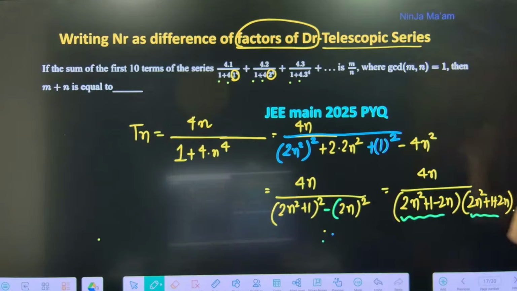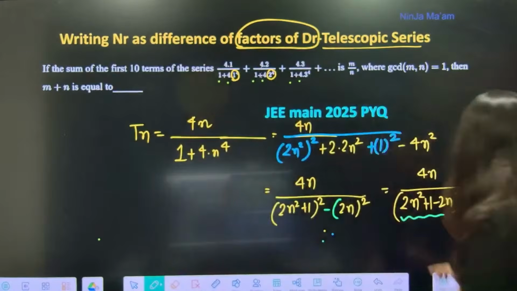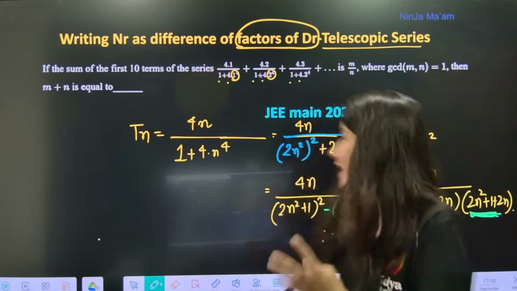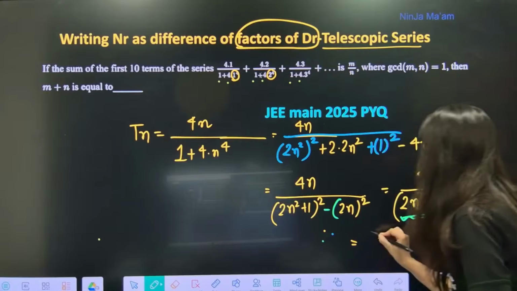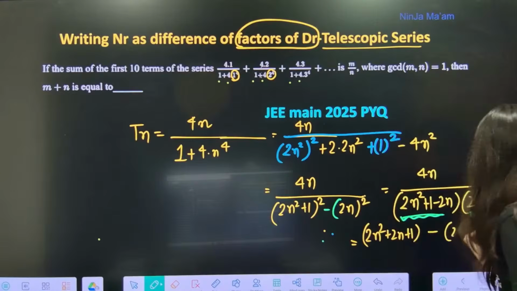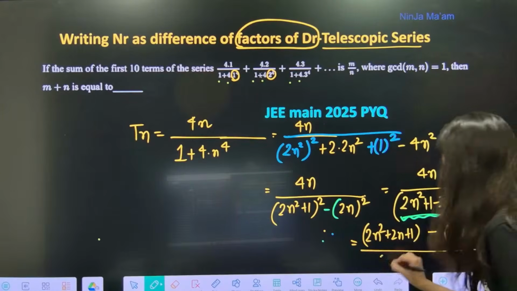Now, writing numerator as difference of factors: basically, you have to subtract these two. Tell me, if you subtract this minus this, what will you get? 2n squared cancels, 1 also cancels, 2n minus 2n, 4n. So basically this 4n will be replaced by the difference of these two: 2n squared plus 2n plus 1 minus 2n squared minus 2n plus 1, whole upon the same thing.